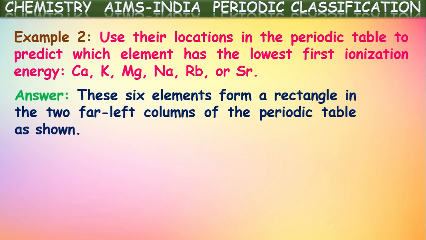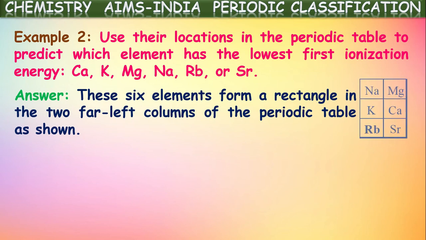These six elements form a rectangle in the two far left columns of the periodic table like this. Yes, of course, these all elements belong to alkali metals and alkaline earth metals, isn't it? Potassium, sodium, and even rubidium belong to the first A group, alkali metals. And next calcium, magnesium and strontium. These three elements belong to alkaline earth metals. If you position these in the periodic table, they form a rectangle like this.